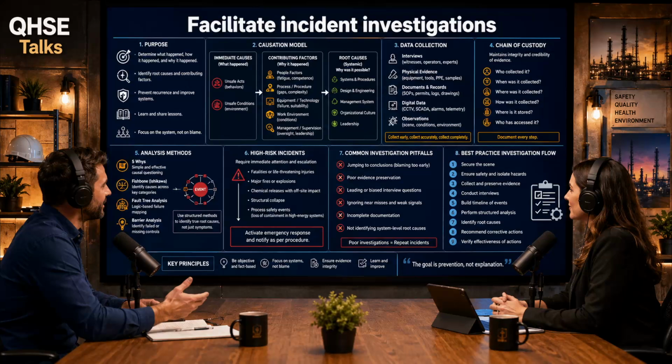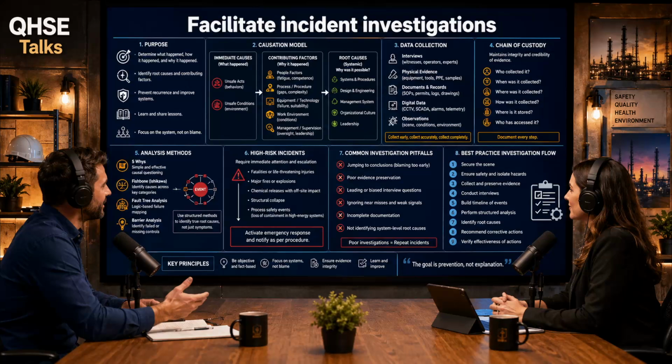Let's expand on your slippery floor analogy from earlier. Okay, the spilled oil. Right. An operator is walking across a mezzanine, slips in a puddle of hydraulic fluid, falls, and severely fractures his arm. The immediate cause of the injury is a loss of traction due to the slippery floor. That's the apparent cause. Yes.